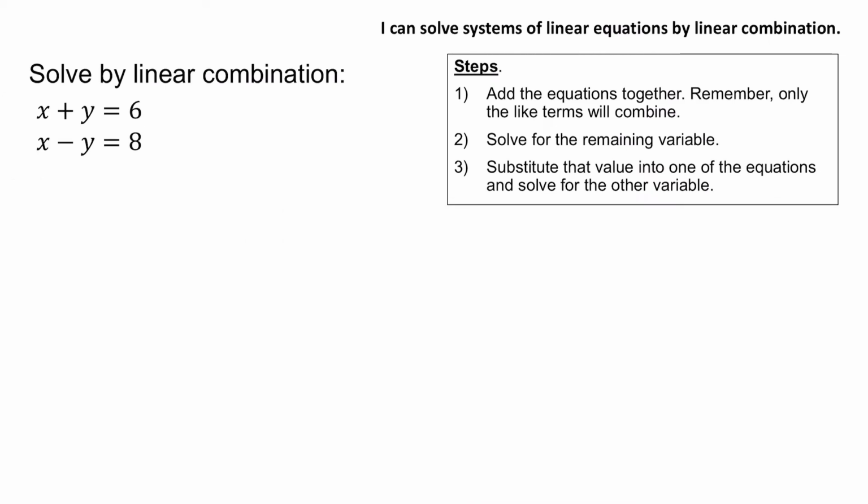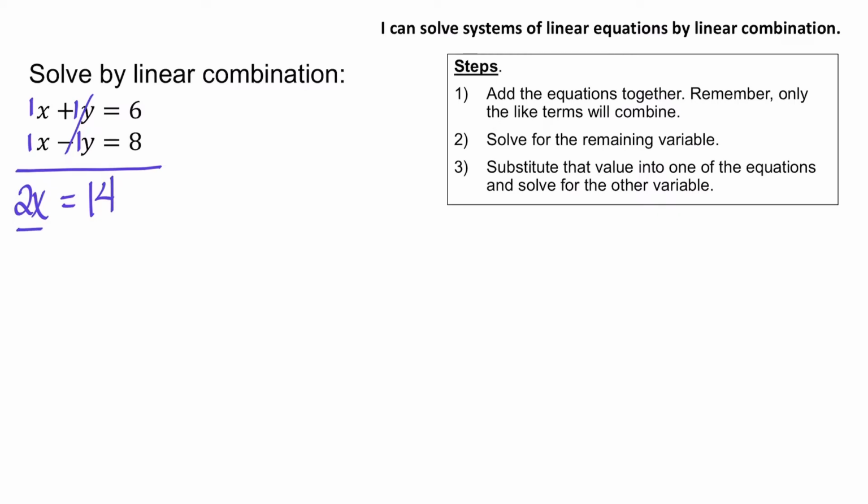We can go ahead and add these two equations together. Remember, when I add the equations together, I'm going to only combine the like terms. So the x term and x term will combine. Remember, both of these are 1x terms. So 1x plus 1x will give me 2x. I have a plus y and a minus y, which is a plus 1y and a minus 1y. So those two terms will cancel each other out. And then I have 6 plus 8, which is 14. So now I have 2x equals 14.